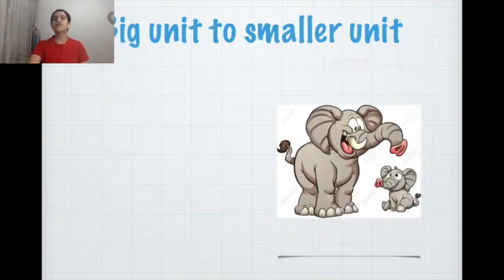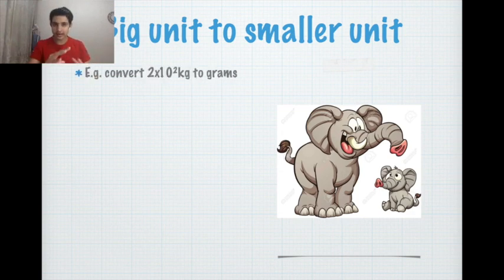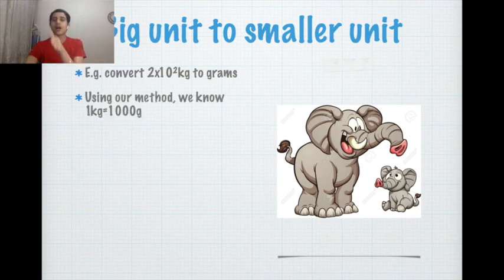A big unit to smaller unit. As you can see, it's a cute little elephant baby with its mom or dad elephant. They're enjoying their lives. So this is an example. Convert 2 times 10 to the power 2 kilograms to grams. Now using our method, Kelly has died while drinking chocolate milk. Memorize this, guys. It really helps.